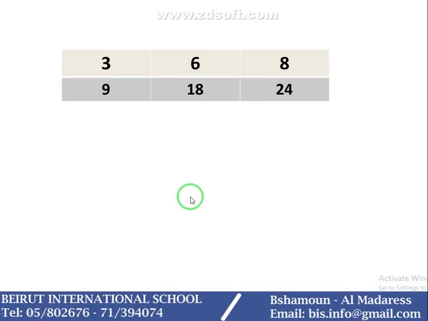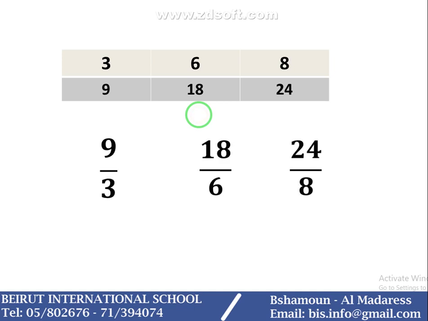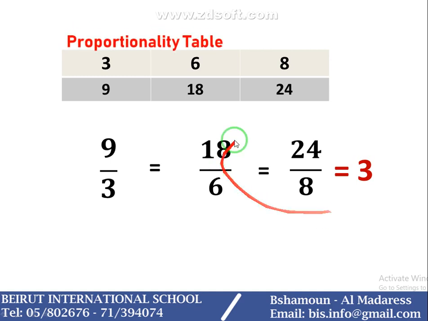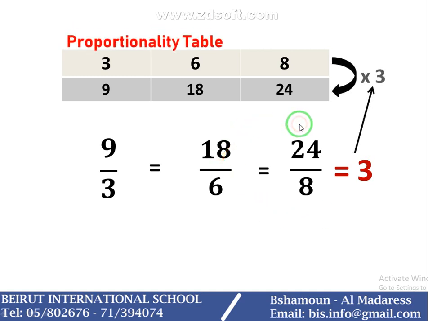For example, if you check the table over here and want to see if it is a proportionality table or not, first let's take these three fractions. We have to check whether they are equal or not. If we simplify 9/3 by 3, we get 3. If we simplify 18/6 by 6, we also get 3. If we simplify 24/8 by 8, we also get 3. So they are all equal to 3. So we can call it a proportionality table with a proportionality coefficient of 3.